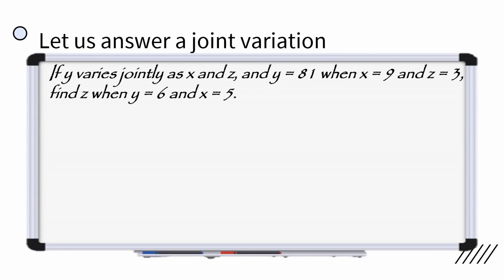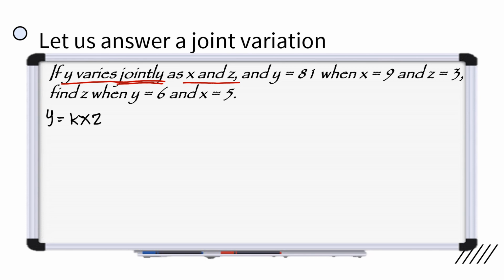So, here's an example. We have here y varies jointly. So, tingnan natin yung mga keywords na ginagamit. Y varies jointly as x and z. So, first thing na gagawin natin dito is magta-translate tayo. Sabi, y varies jointly as x and z. So, sulat muna natin. Y is equal to k, jointly as x and z.